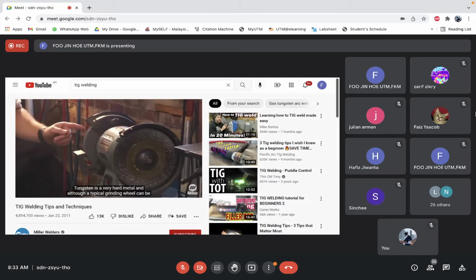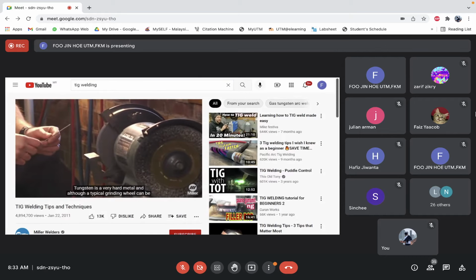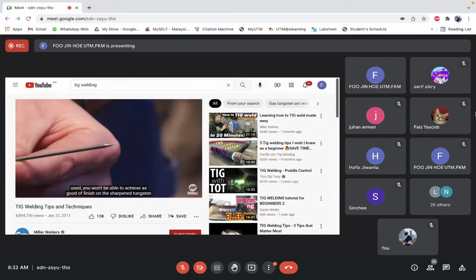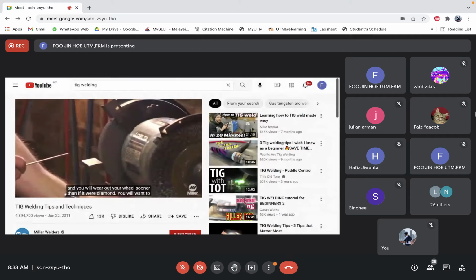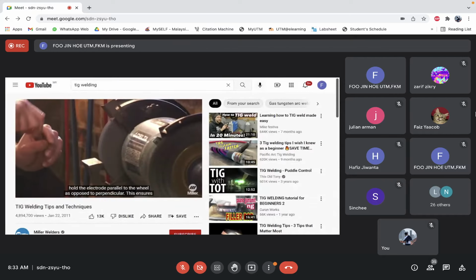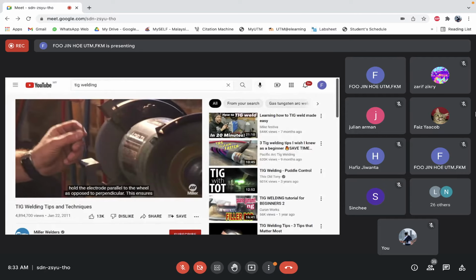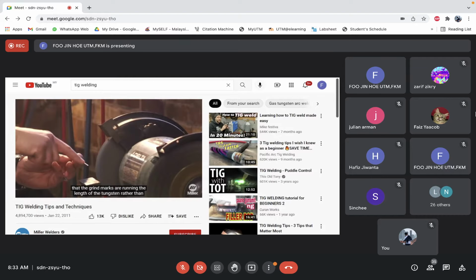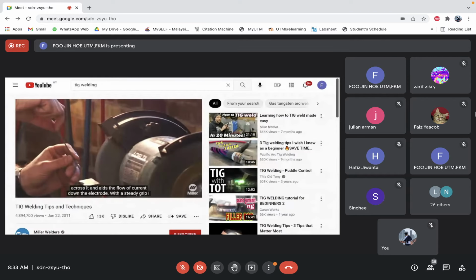Tungsten is a very hard metal, and although a typical grinding wheel can be used, you won't be able to achieve as good a finish on the sharpened tungsten, and you will wear out your wheel sooner than if it were diamond. You will want to hold the electrode parallel to the wheel as opposed to perpendicular. This ensures that the grind marks are running the length of the tungsten rather than across it, and aids the flow of current down the electrode.